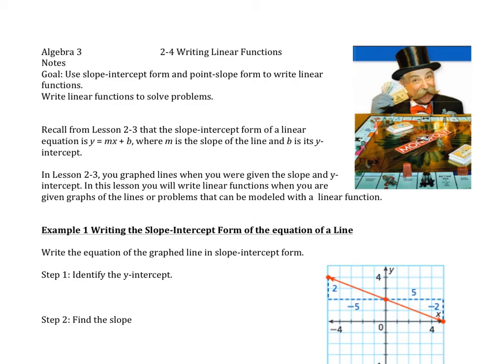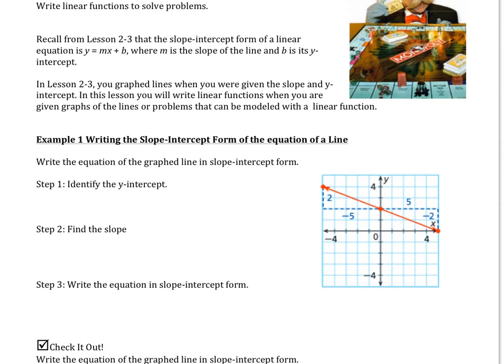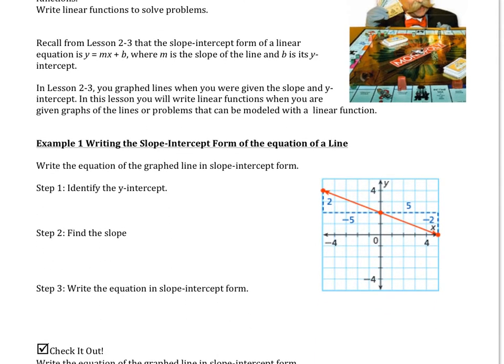Okay, lesson 2.4, writing linear functions. We're going to use slope-intercept form and point-slope form to write our linear functions. Remember in the last lesson, we learned that the slope-intercept form was y equals mx plus b, where m is the slope and b is its y-intercept.